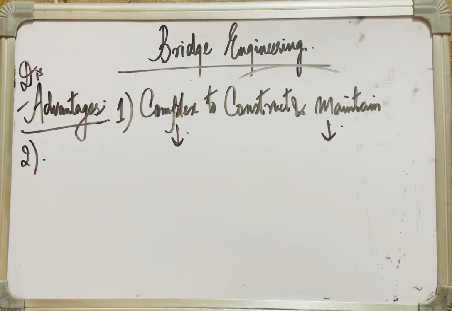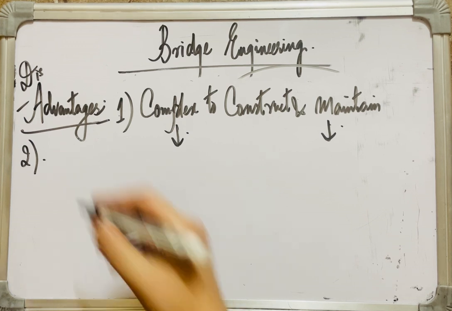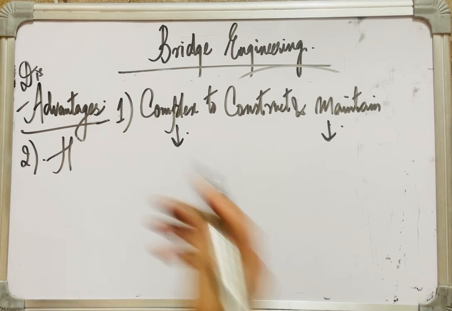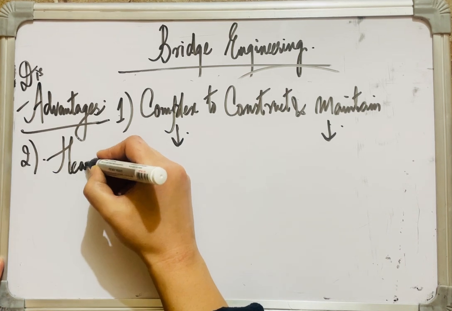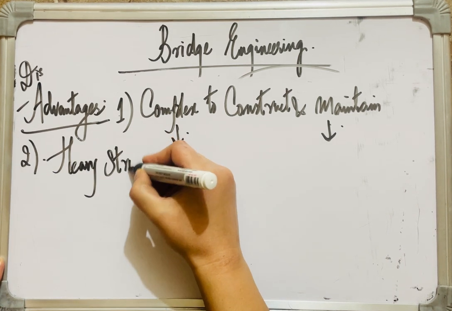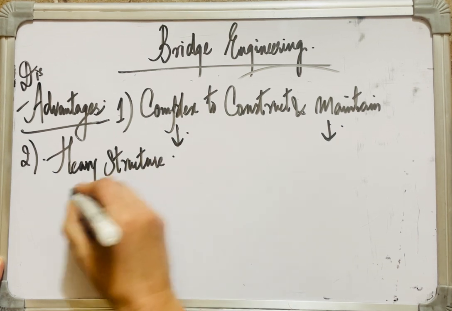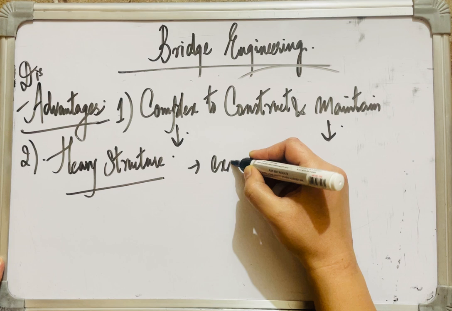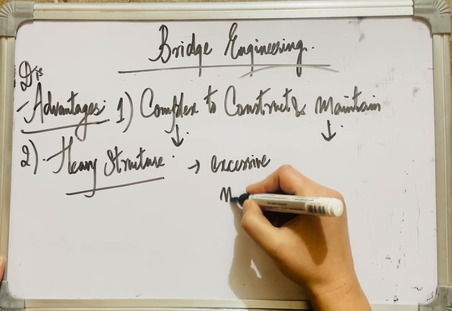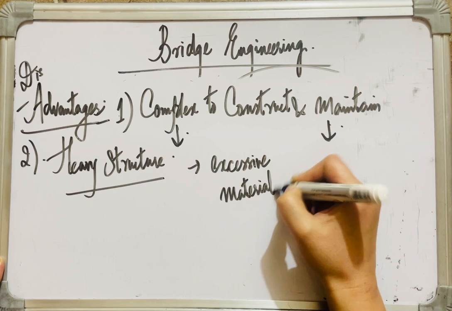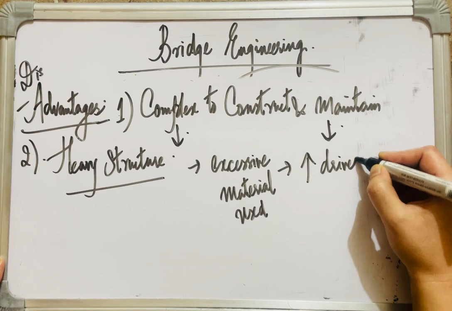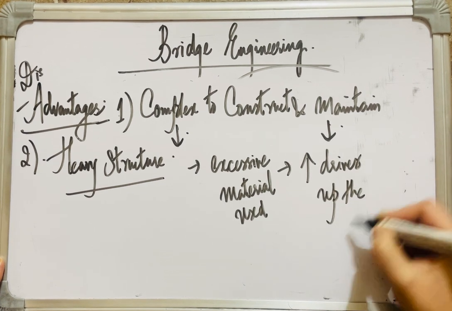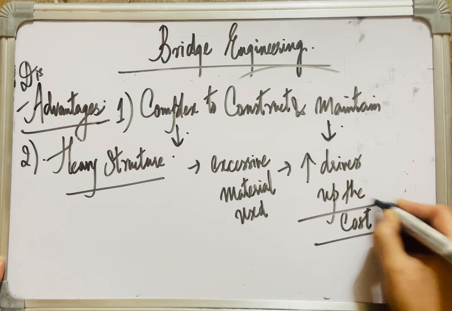The second one is that it requires a heavy structure, so more material needed drives up the cost. Since it has a heavy structure, I have shown you diagrammatically how we use the cantilevers and then the supporting trusses. So this essentially creates a heavy structure. That means excessive material is used. That means this all drives up the cost. Hence, uneconomical for various situations.